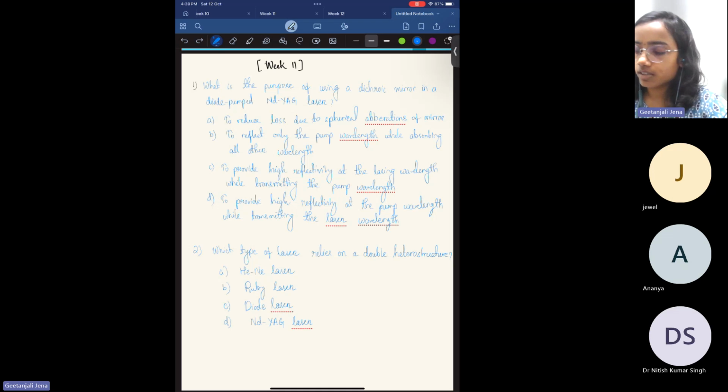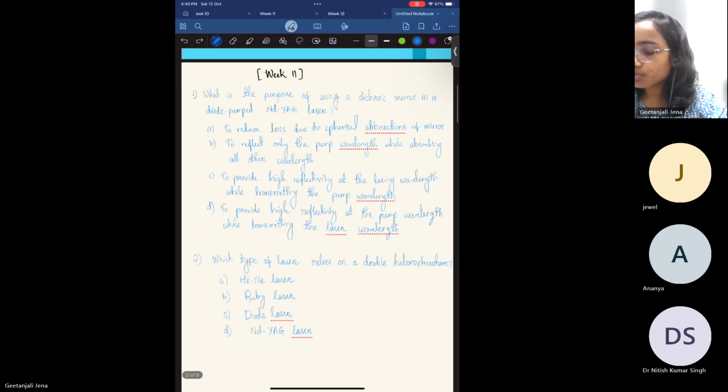Make sure to read out the options very carefully because there are two options which look similar. But you have to remember that dichroic mirrors are used to transmit the pump wavelength efficiently and to reflect the lasing wavelength efficiently. Okay, so the answer will be option C, which is to provide high reflectivity at the lasing wavelength and transmitting the pump wavelength.